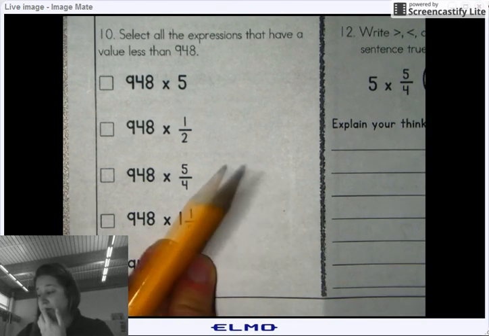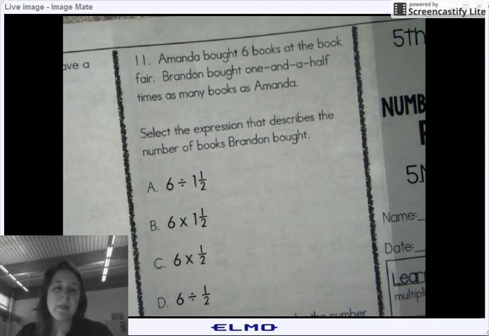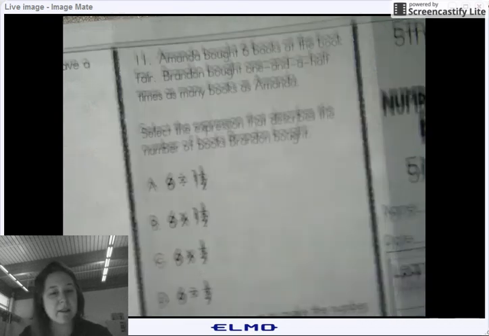Question number 11. Amanda bought 6 books. At the book fair, Brandon bought 1.5 times as many as Amanda. Select the expression that describes the books Brandon bought. Just look at the keyword. It's really easy. Look at what was read and choose the best answer.